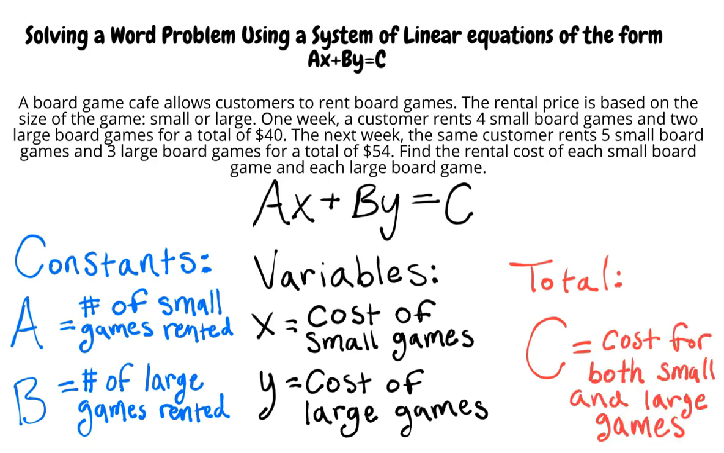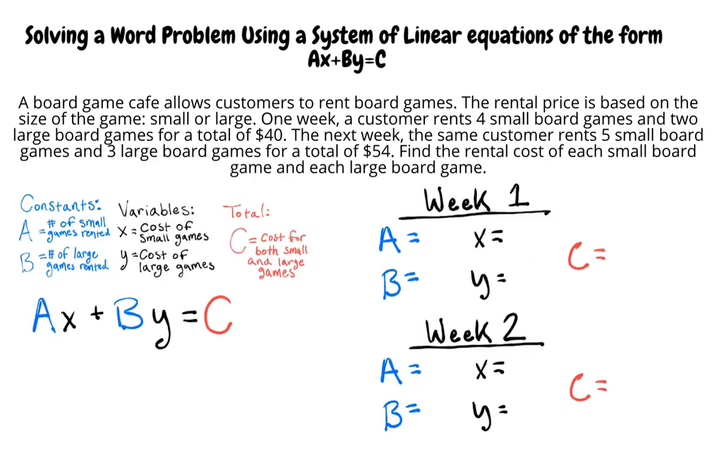Notice that A and x correspond to the small board games, while B and y correspond to the large board games. The first week, the customer rents 4 small board games and 2 large board games. We are also given that the total cost was $40. The second week, the customer rents 5 small board games and 3 large board games. We were also given that the total cost was $54.